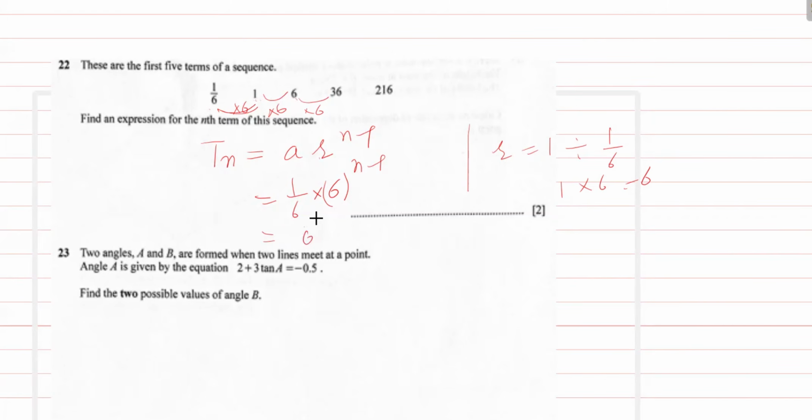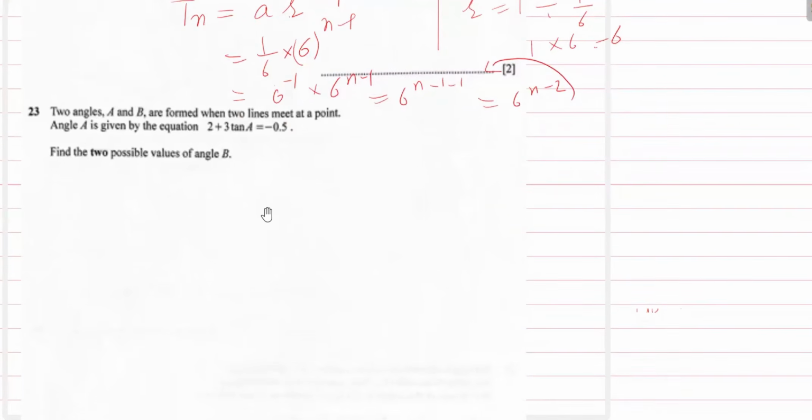1 over 6 means 6 power negative 1, and this is 6 power n minus 1. When we multiply, powers will be added. This becomes n minus 1 minus 1. This is 6 power n minus 2. This is the answer. Next question, question number 23.